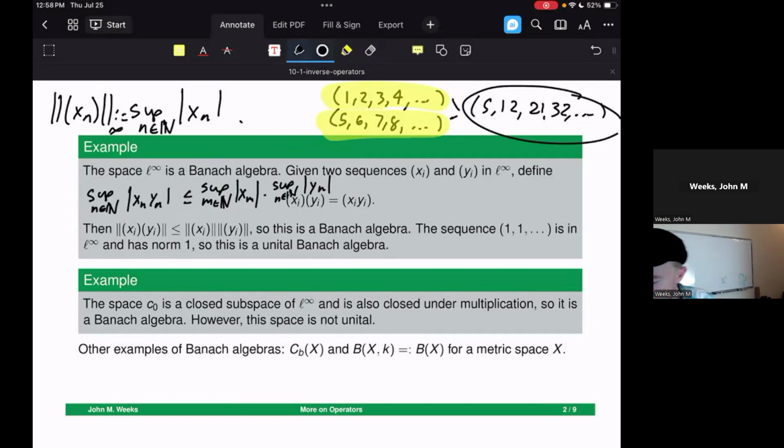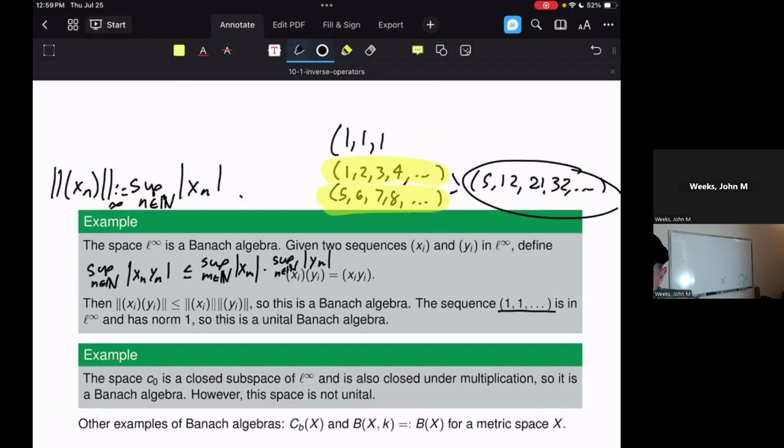An example of a sequence that works as a unit inside of the Banach algebra is something that would multiply times any sequence inside of little L infinity and give us that sequence back. And that sequence here does exist. That's the sequence 1, 1, 1, 1, 1, and so on and so forth. Because if I took any of these sequences here, and I multiplied it times the bounded sequence 1, 1, 1, 1, multiplying these two together just gives me the exact same sequence, since we're just multiplying coordinate by coordinate. That's the example of the identity here.